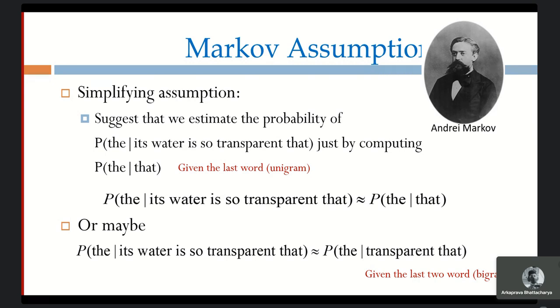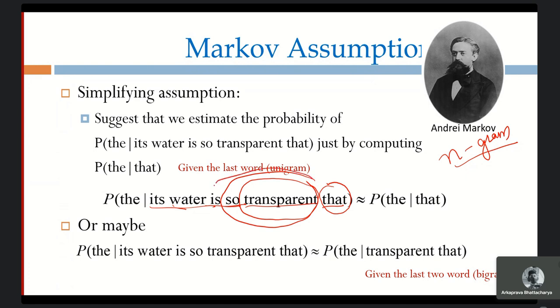So what does the Markov assumption say? Instead of considering all the words in the sentence, why don't you consider the previous one word, two words, three words, four words, five words, or six words? That is based on n-gram. We are going to use this n-gram technique to look into the probability of predicting the word with respect to the previous one word, or two words, or three words, and so on.